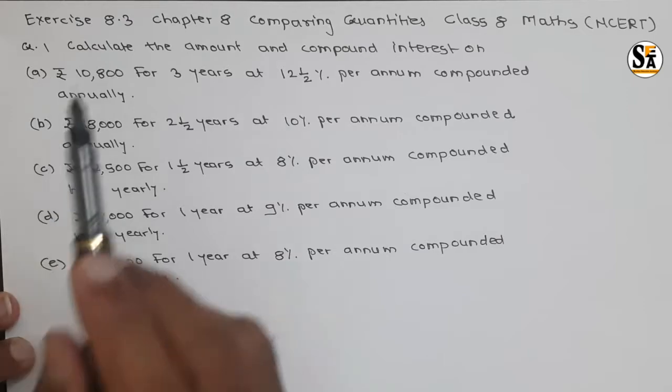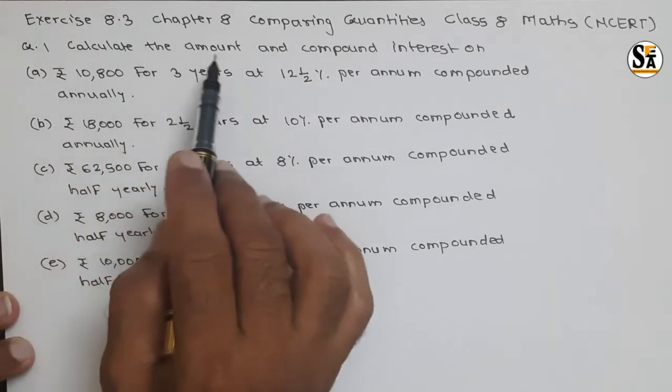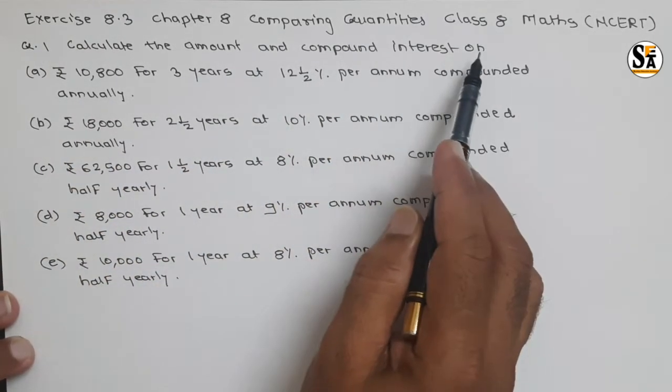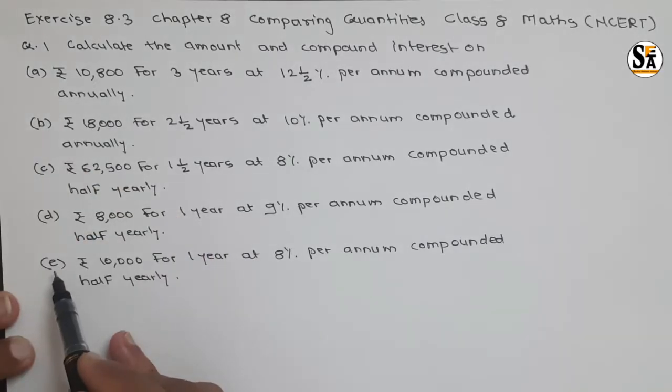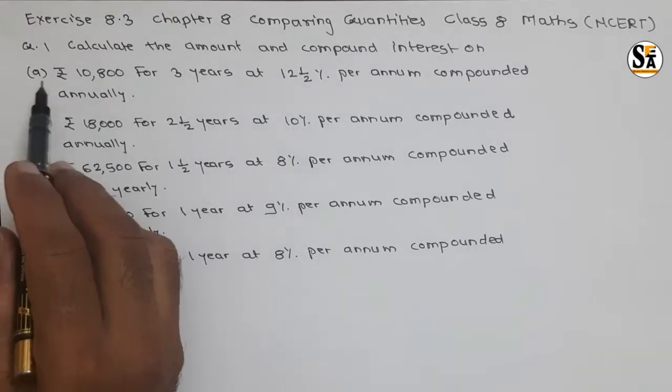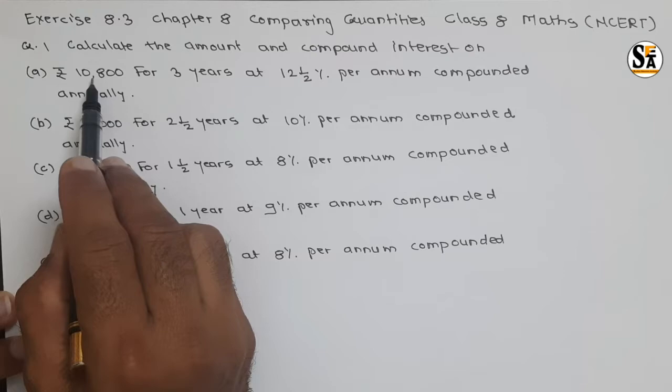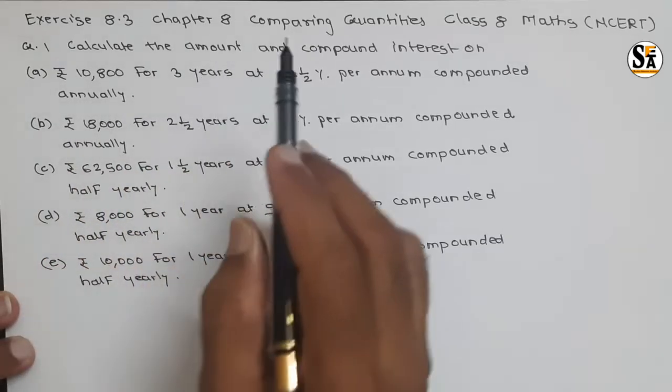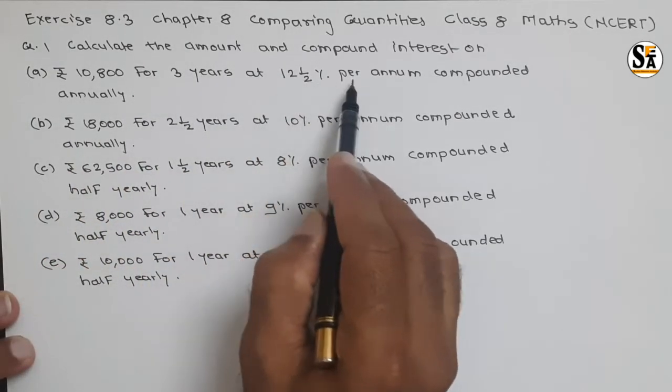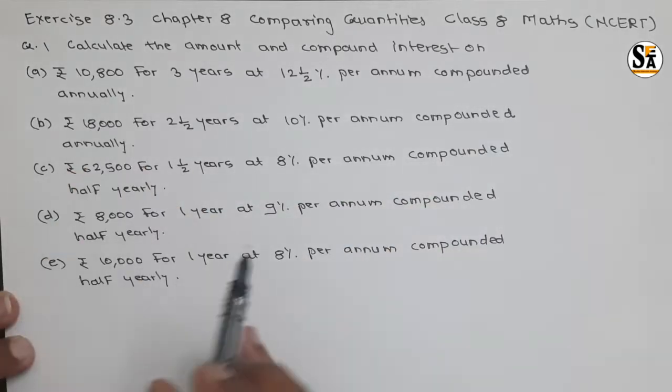In question number 1, what is given? Calculate the amount and compound interest on. There are 5 sub-questions given. A is given rupees 10,800 for 3 years at 12.5% per annum compounded annually.